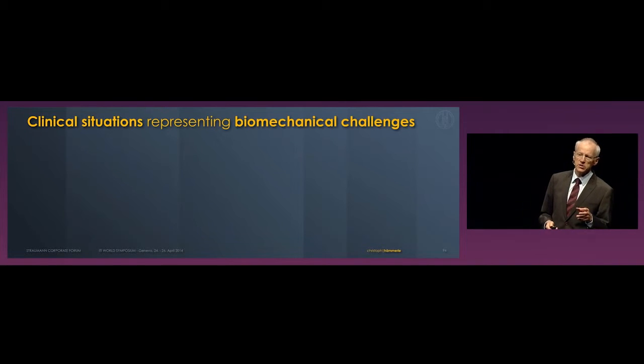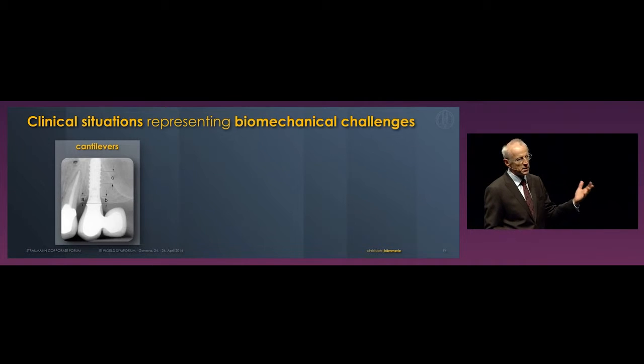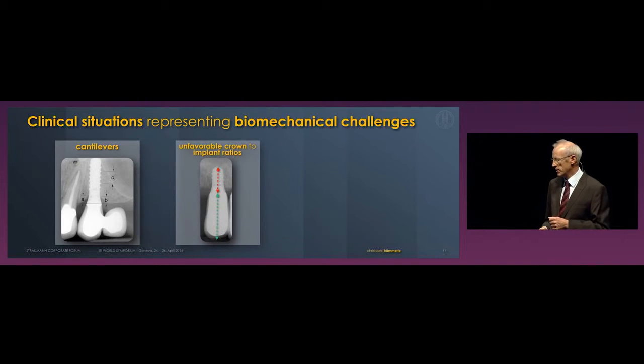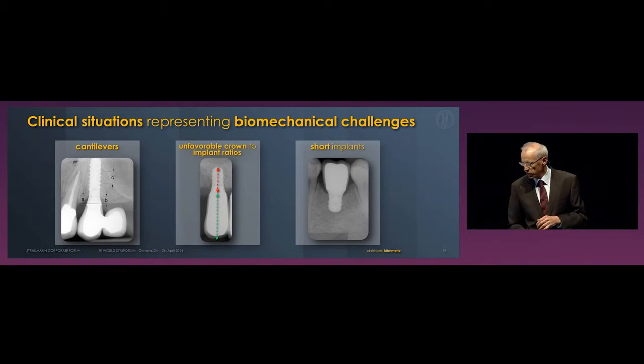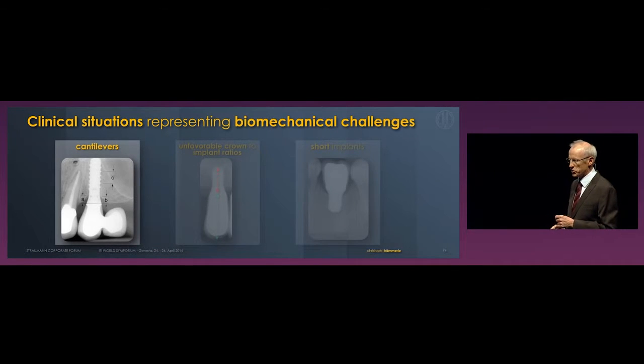Clinical situations representing biomechanical challenges. You agree a cantilever would be a biomechanical challenge. Maybe an unfavorable crown to implant ratio would do the same. And of course, the short implant is a biomechanical challenge. Let's now look at these different elements and have a look at the literature.